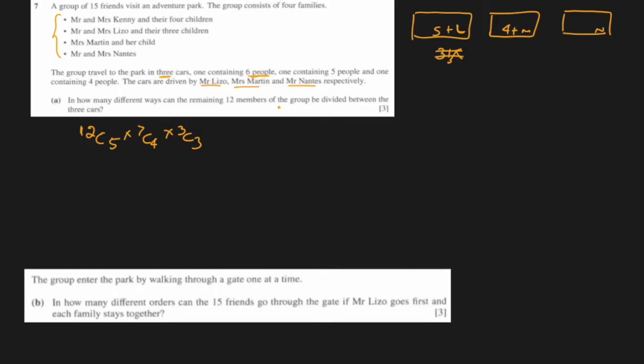But now the confusion starts here. If there are 6 people here, Mr. Lizzo and 5 more people, Mrs. Martin and 5 people could have been here also.